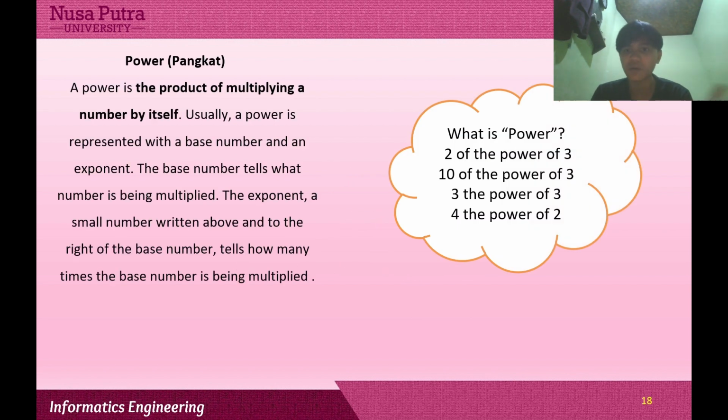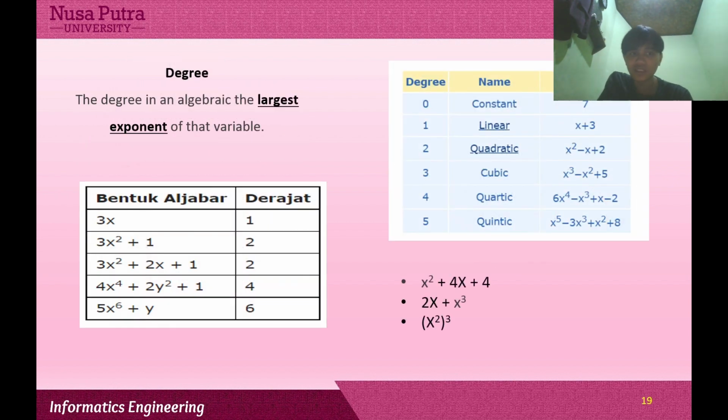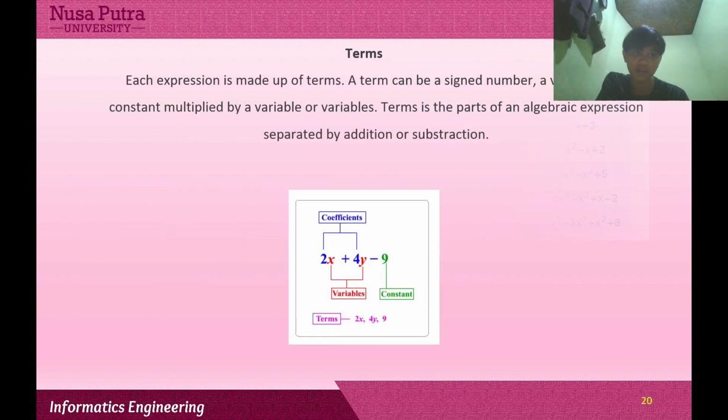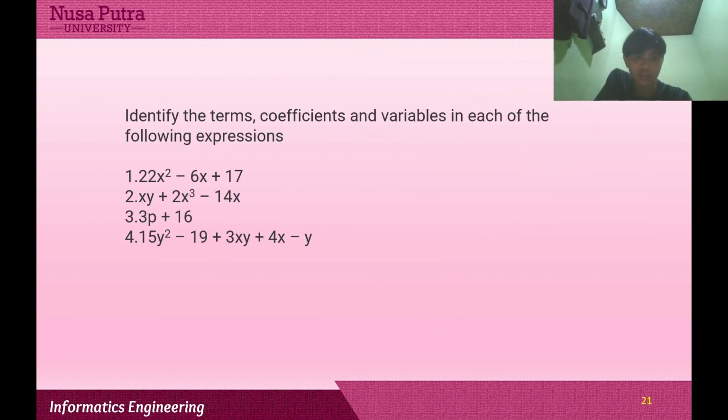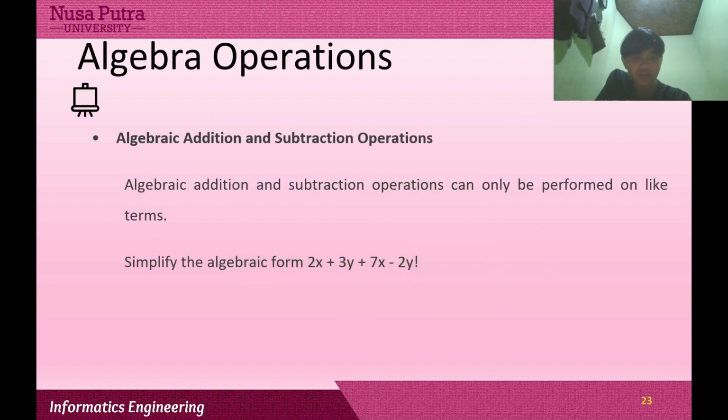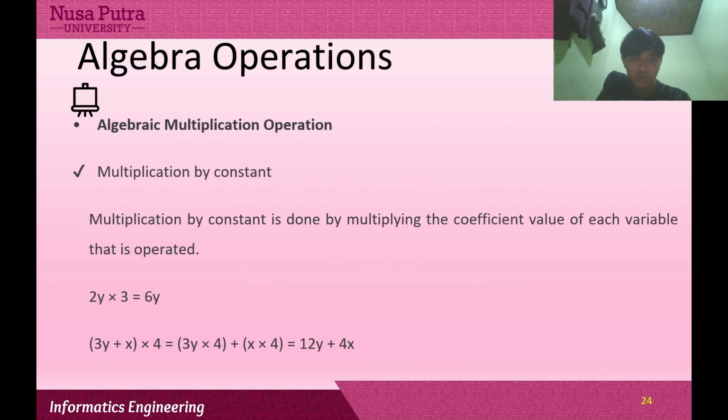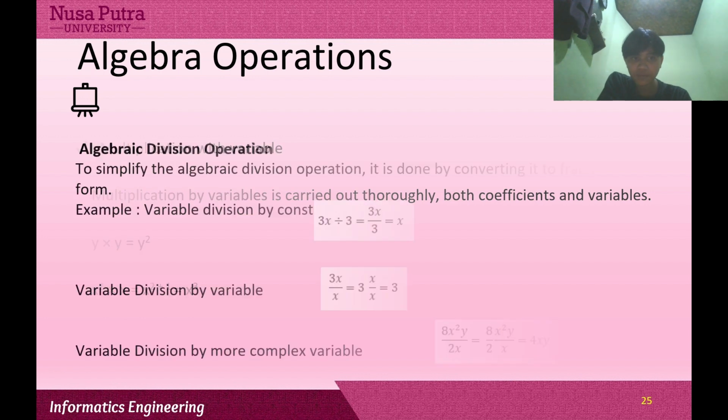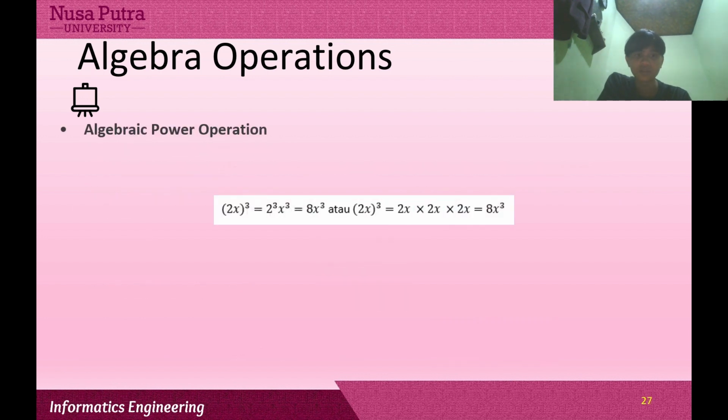Next is the power. A power is multiplying a number by itself, again and again. Then there are algebraic terms, expressions of terms, and algebraic operations such as addition, subtraction, multiplication, and division. Okay. That's just a short review, but we already know all of that since high school, I guess.